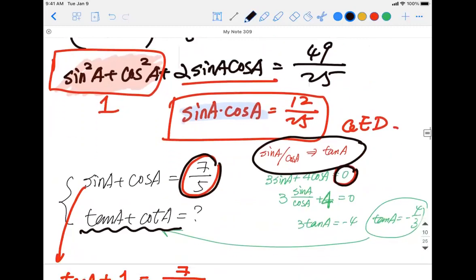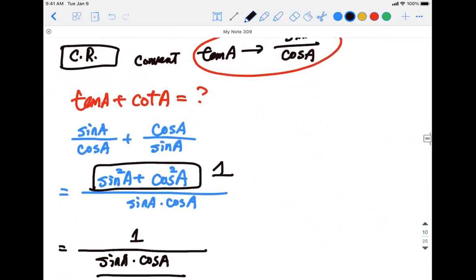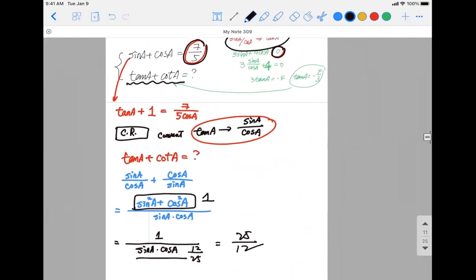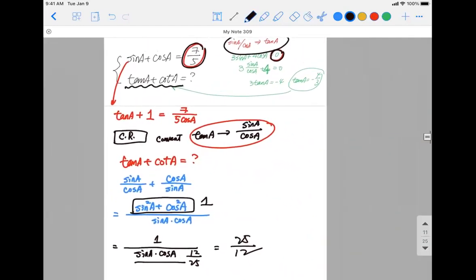What is sine times cosine? 12 over 25. So the answer is 25 over 12. Is that right? Easy peasy, right?